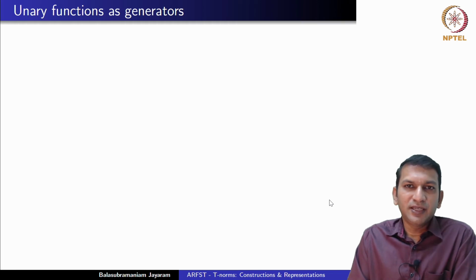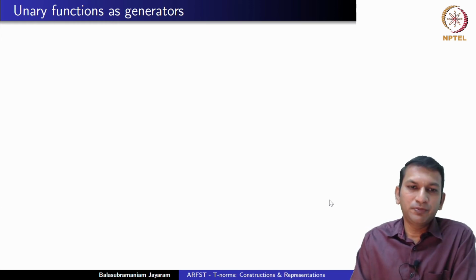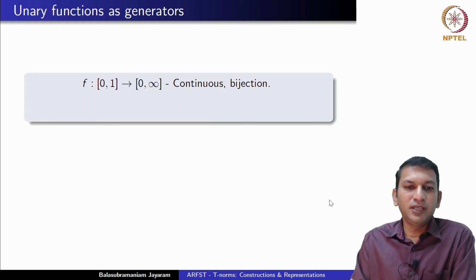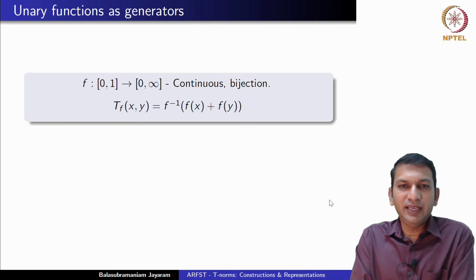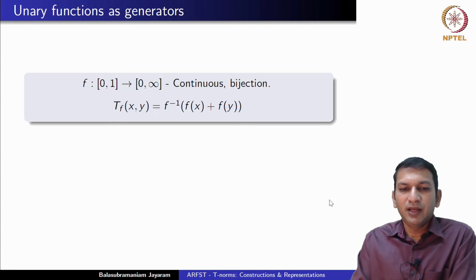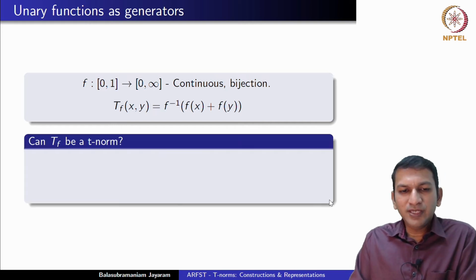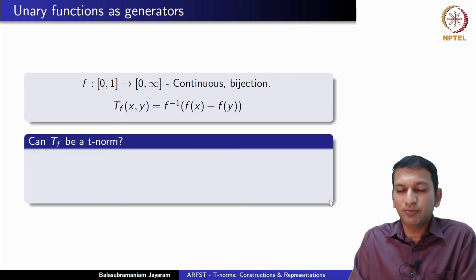Well, in the previous case, given a t-norm, we picked up an increasing bijection on [0,1] and modified that given t-norm into a new t-norm. Now let us start with just a function f from [0,1] to [0,infinity), which is a continuous bijection. And consider this function tf. The f there denotes that this t has been constructed from the function f. Let's define this tf of x,y as f inverse of f of x plus f of y. Now the question is, can tf be made a t-norm?